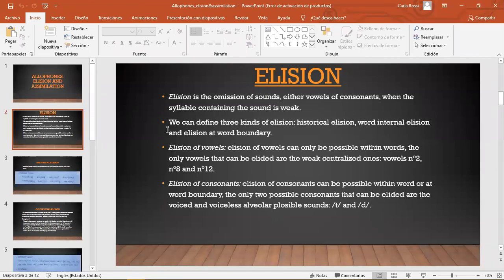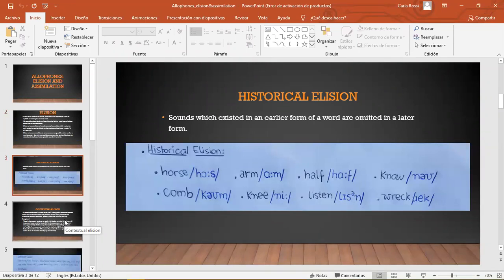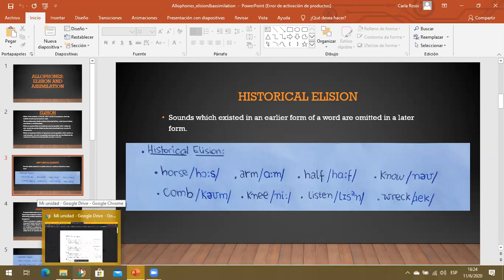Okay, as I said before, we have three kinds of elision: historical elision, word internal elision, and elision at word boundary. Historical elision is those sounds that existed in an earlier form of the word and are omitted in a later form, okay? For example, we have, first of all, let me go to you.